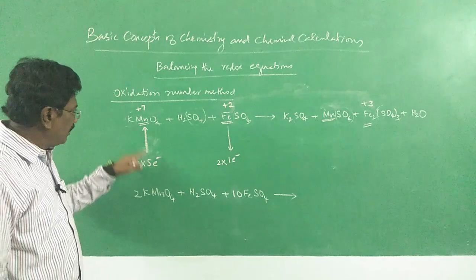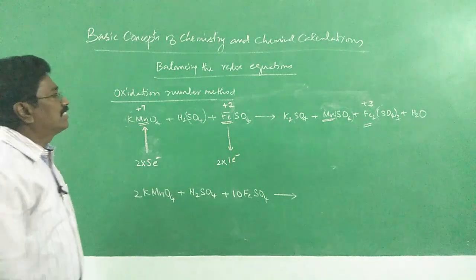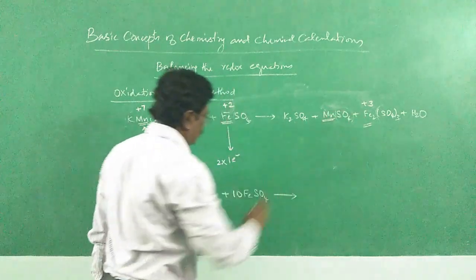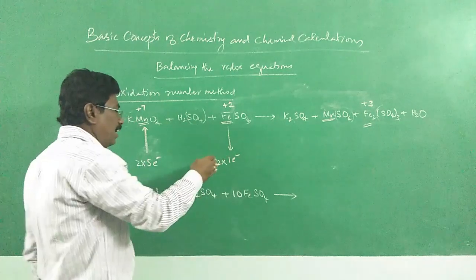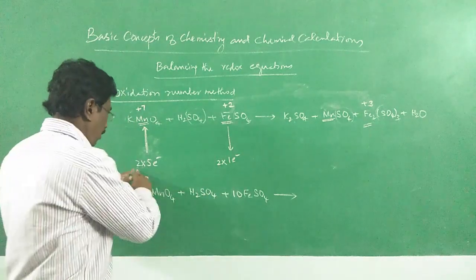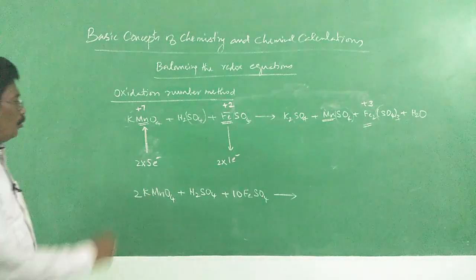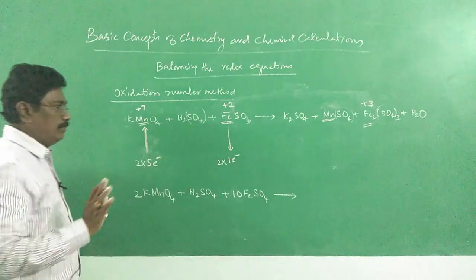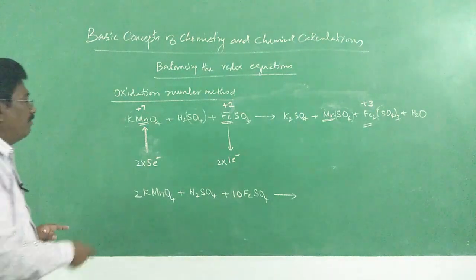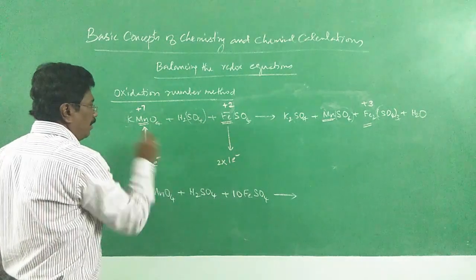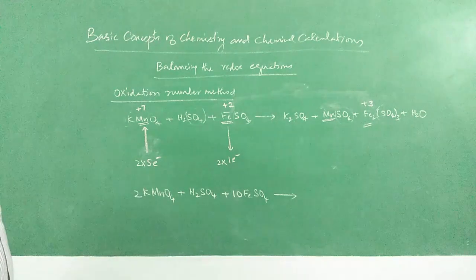What I did was, here 5 electrons are gained by manganese, 1 electron is lost by iron. Since we have 2 iron atoms, we have to multiply by 2, on both sides, then only it will be an equal number. 2 into 5, 2 into 1. So, the ratio we have multiplied by 2, that is all. To balance the equation, we have to cross multiply. Here 2, here 10. We have cross multiplied.